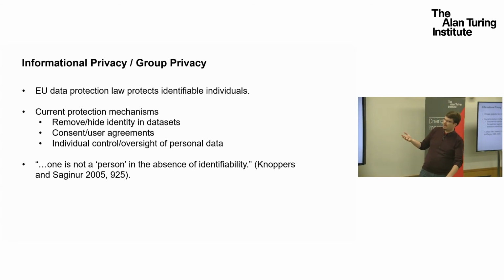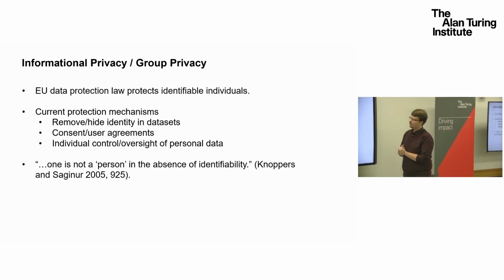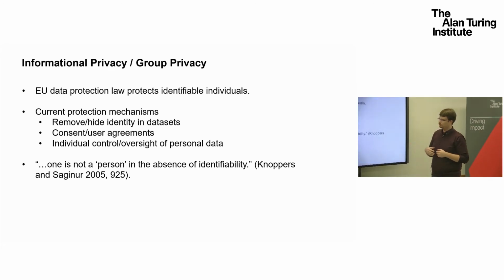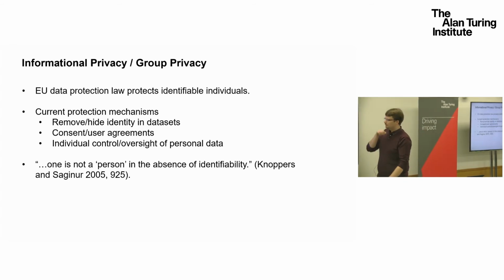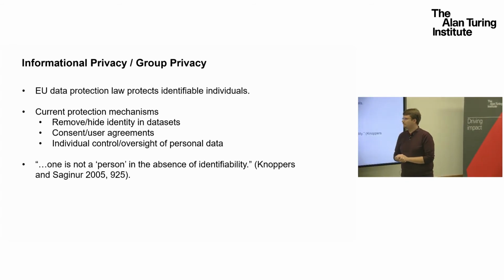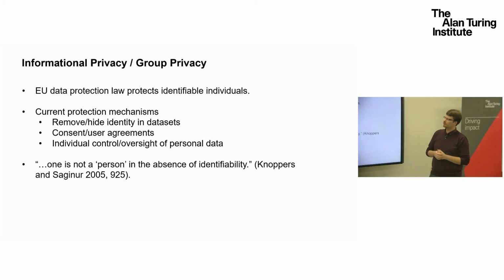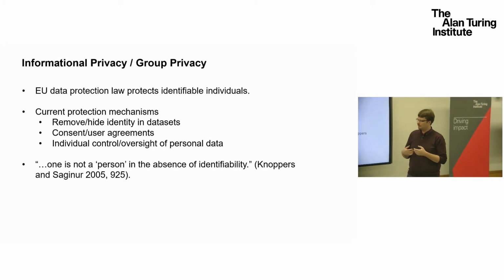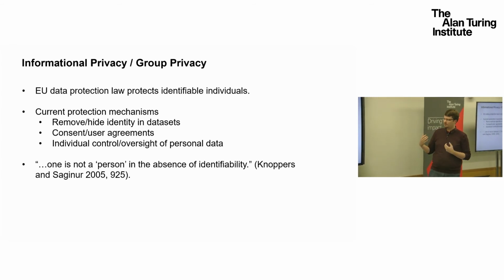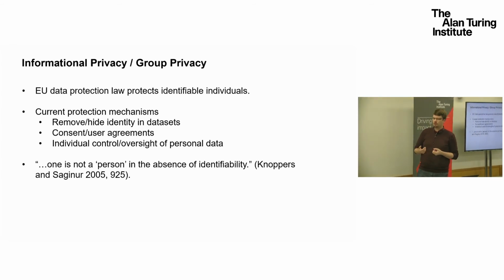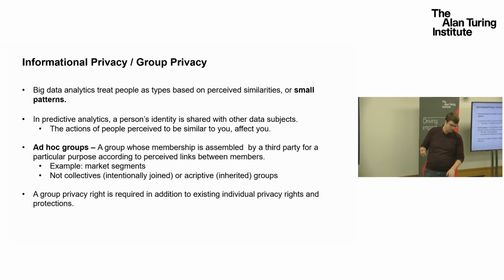And so the current ways that we have, or at least are recommended, for protecting individuals, is to remove or hide identity in data sets, to de-identify data sets, to seek consent or some sort of agreement with users, and also to offer some sort of individual control or oversight over data. But the problem is that individuals aren't people in the eyes of the law in the absence of identifiability. So if I de-identify your data, if I can show that it's sufficiently anonymized, essentially you lose your interests in that data, or you lose your rights over that data within the eyes of the law as it stands.